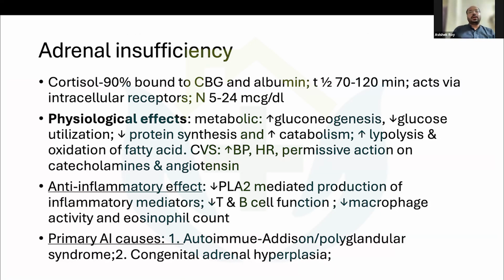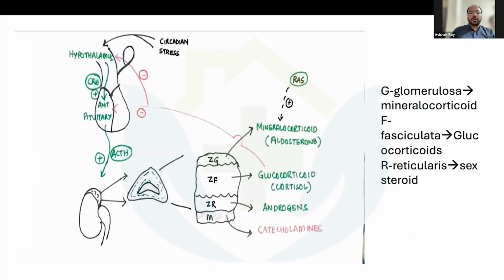The adrenal gland secretes mostly three types of hormones. Layer-wise from outside to inside, it has the cortex and the medulla. The cortex is divided into three parts. We can remember it as GFR. GFR stands for glomerular filtration rate. Similarly, we can remember GFR as zona glomerulosa, zona fasciculata, and zona reticularis.